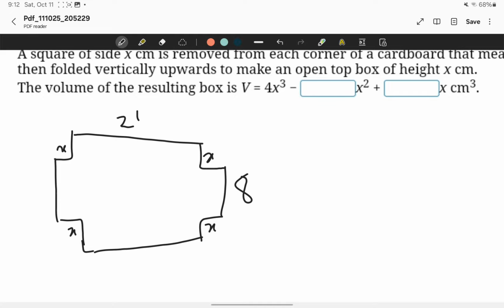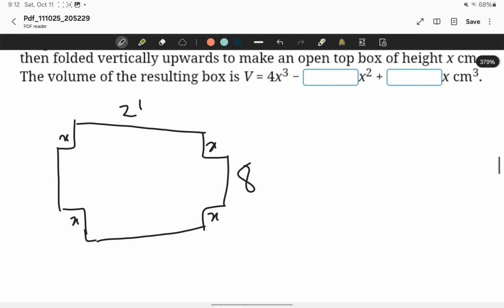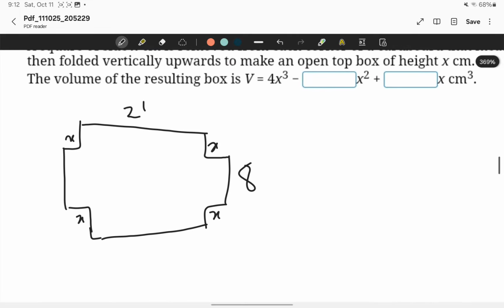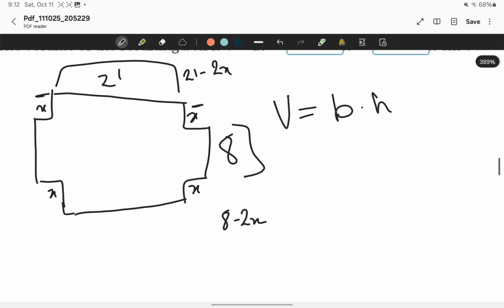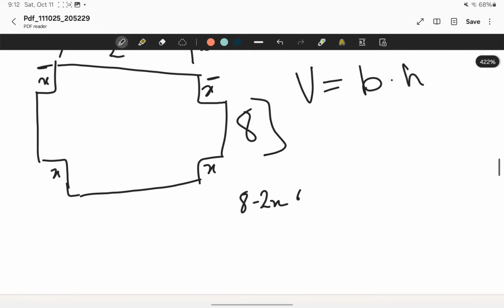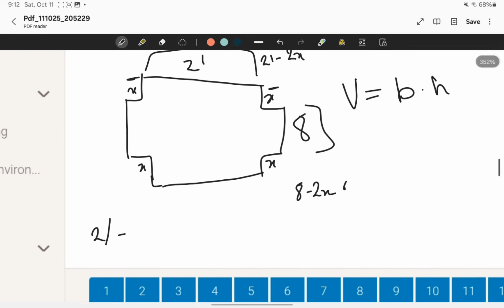That means the volume of this is just going to be the base, right? The volume of a box is going to be the base times the height. The base for this part here is 8 minus 2x, and the base for this part is 21 minus 2x, because we removed x from here, x from here. Same thing with the 8. So these two multiplied together give you the base. You could just write that down here: 21 minus 2x into 8 minus 2x.